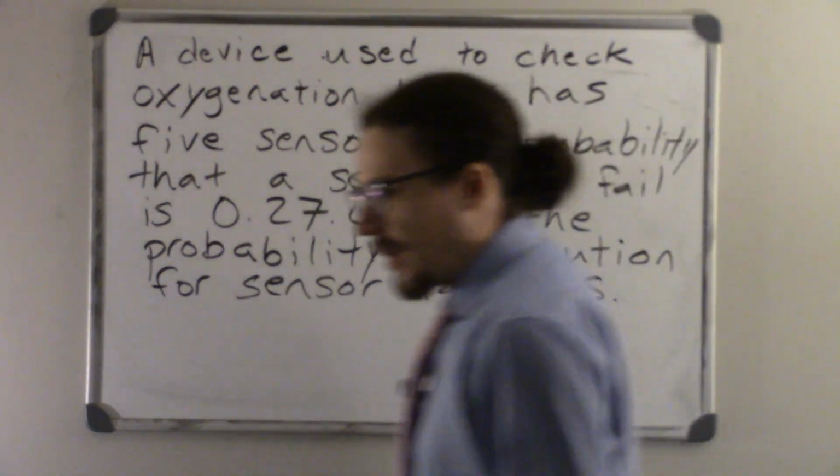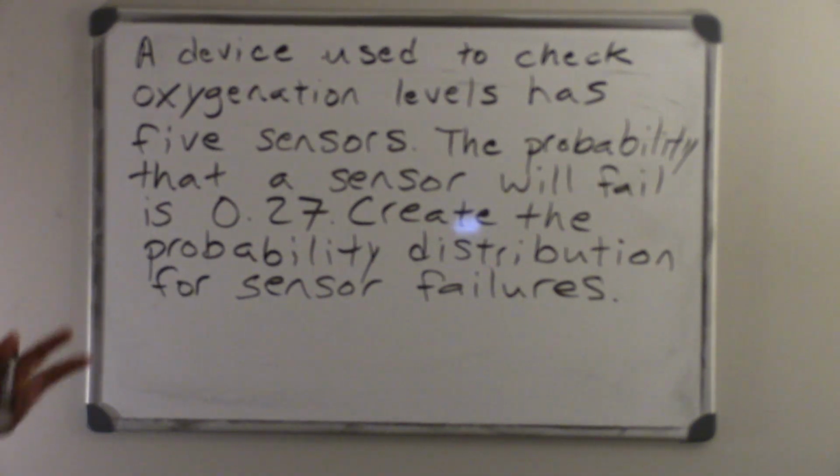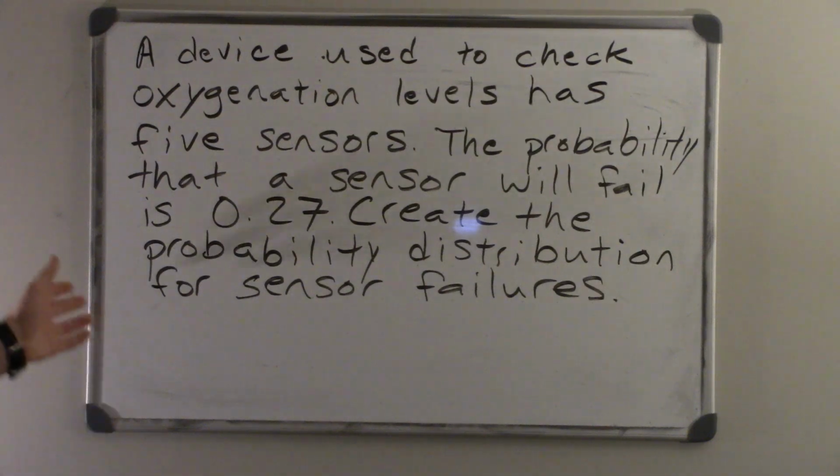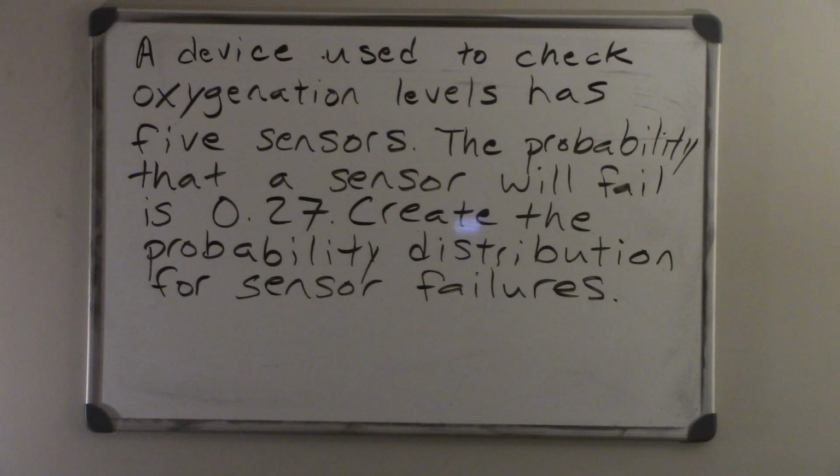So we've got a little problem here, and we are going to work through this. I'll just go ahead and read this out. A device used to check oxygenation levels has 5 sensors. The probability that a sensor will fail is 0.27. Create the probability distribution for sensor failures. So that's where we're starting off.